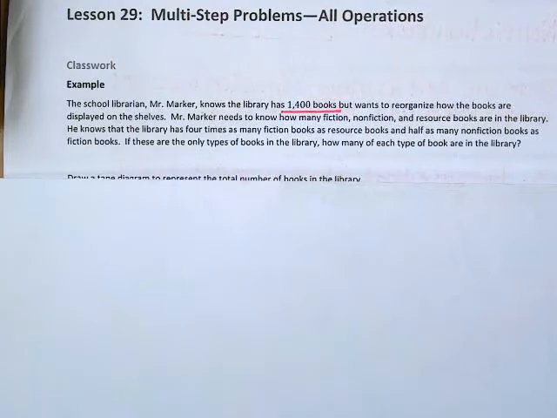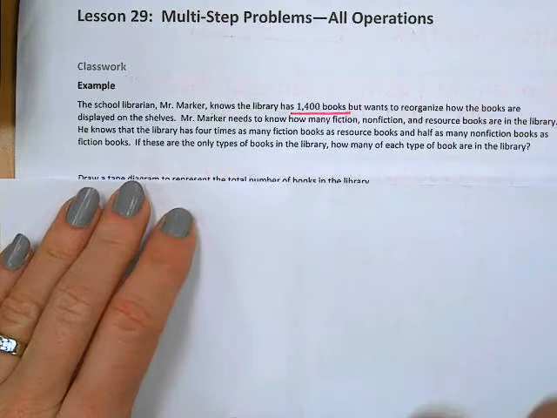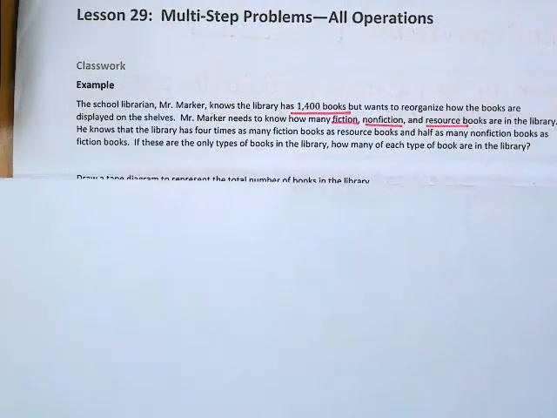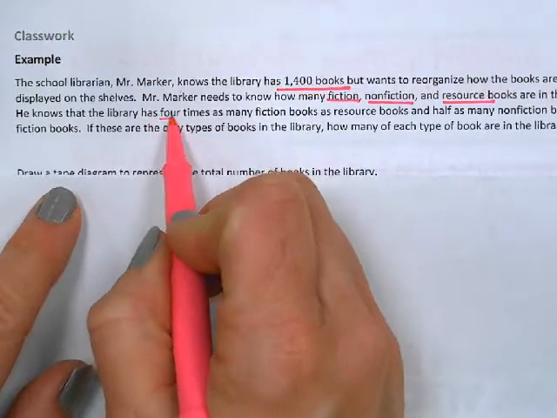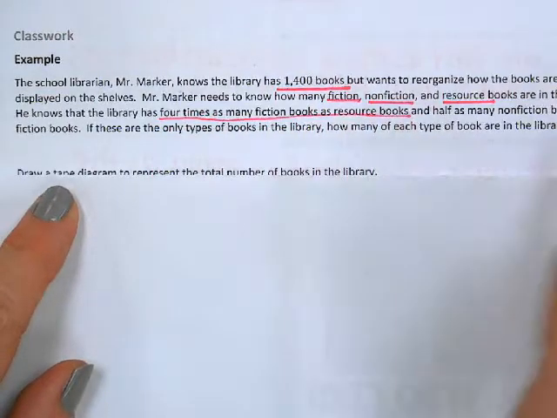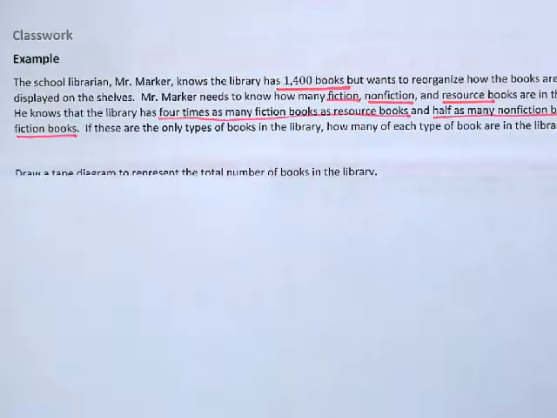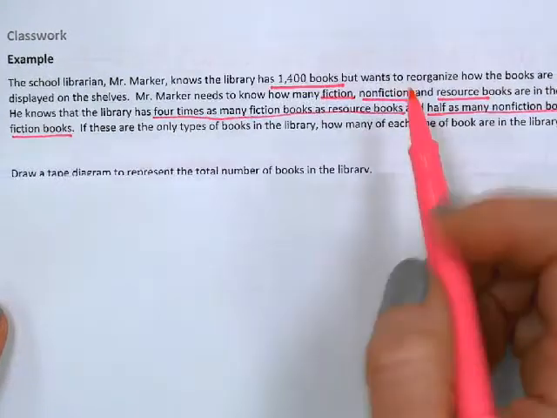So we got a lot of information there. Let's look back at what we need to know. What we know for sure is that there are 1,400 books in the library. We also know the types of books. We know there's fiction, nonfiction, and resource, and that's important. The next part of information that we definitely want to make sure we underline is that he knows that the library has 4 times as many fiction books as resource books, and that it has half as many nonfiction books as fiction books. So all of this information is going to help us figure out how many of each type of book is in the library, which is our question. How many of each type of book are in the library?